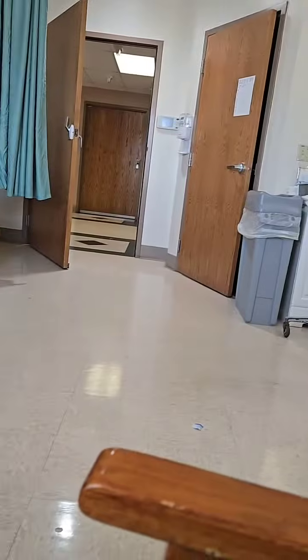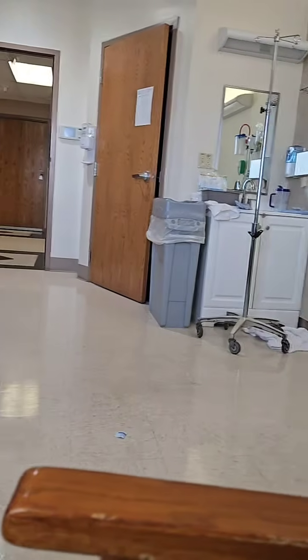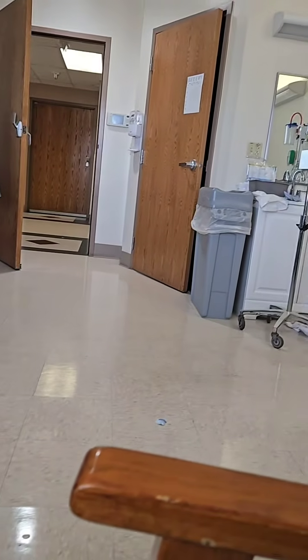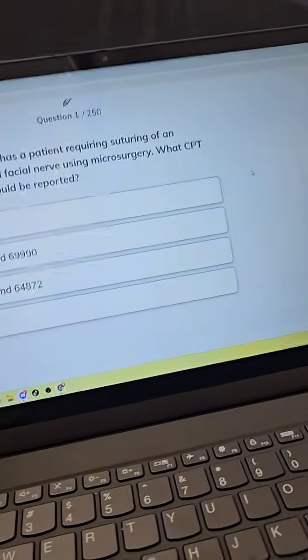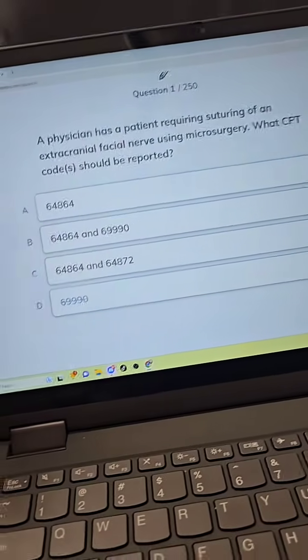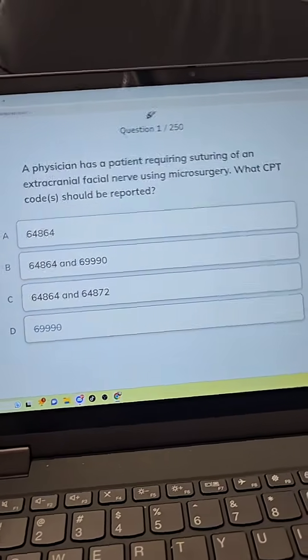I'll show y'all around my mom's room real quick. She's not in here right now. Her tables and chair and everything else, her bed is gone, because she's doing her surgery right now. But when she gets back, she'll be right here beside me.